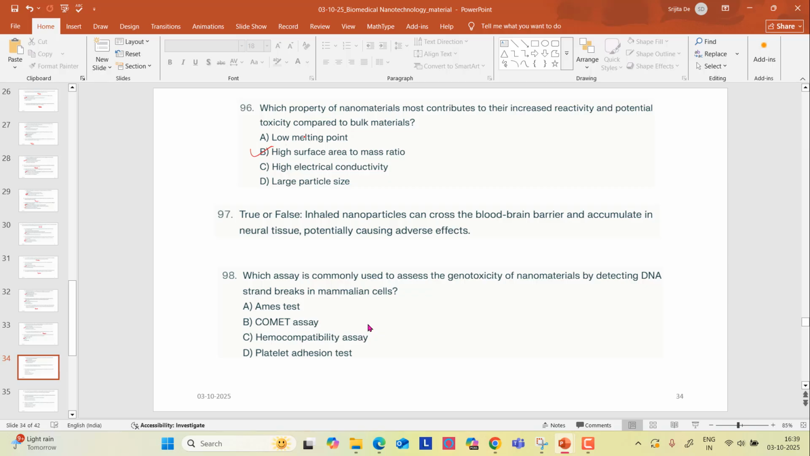Inhaled nanoparticles can cross the blood-brain barrier and accumulate in neural tissue, potentially causing adverse effects. This is true. Yes. Which assay is commonly used to assess the genotoxicity of nanomaterials by detecting DNA strand breaks in mammalian cells?